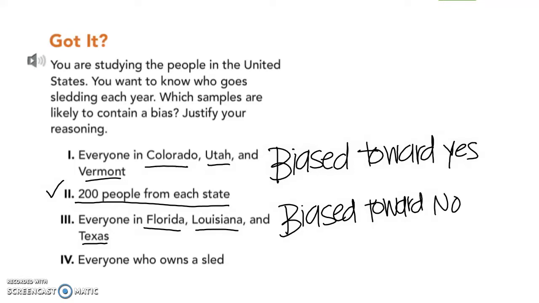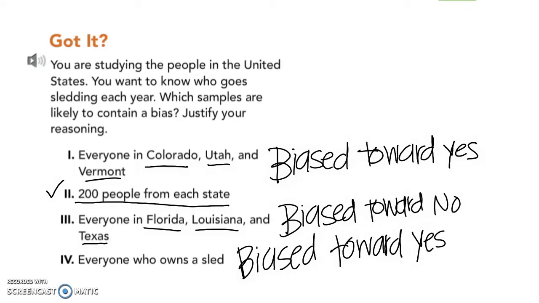Okay, last one. Everyone who owns a sled. Well, if you own a sled, do you probably live somewhere where you're going to go sledding? Yeah. If I lived in Hawaii, I don't know that I would bring my sled with me. So I would say that this is biased towards yes. Generally, I mean, I know that there's probably the random person who has a sled and doesn't ever use it, but usually if you own a sled, you live somewhere where sledding is a possibility.